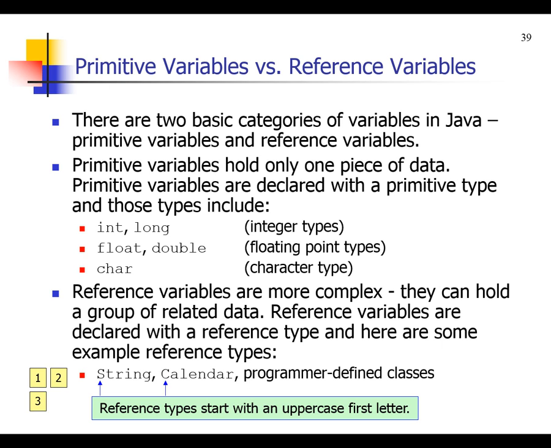Primitive versus reference. Primitive are these types. Those are always set. They will never change. Reference variables are going to be your strings and your calendars. Those are programmer-defined classes versus a set. And reference variables will always start with an uppercase letter. So that'll be helpful to distinguish the difference between them.